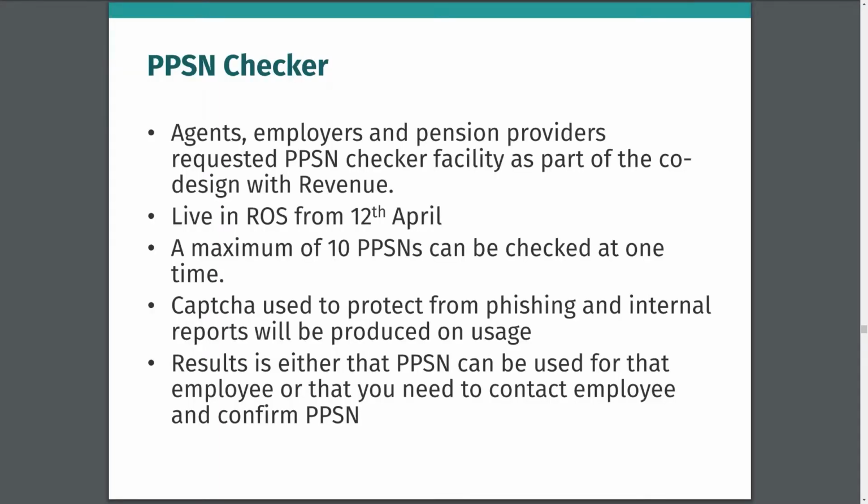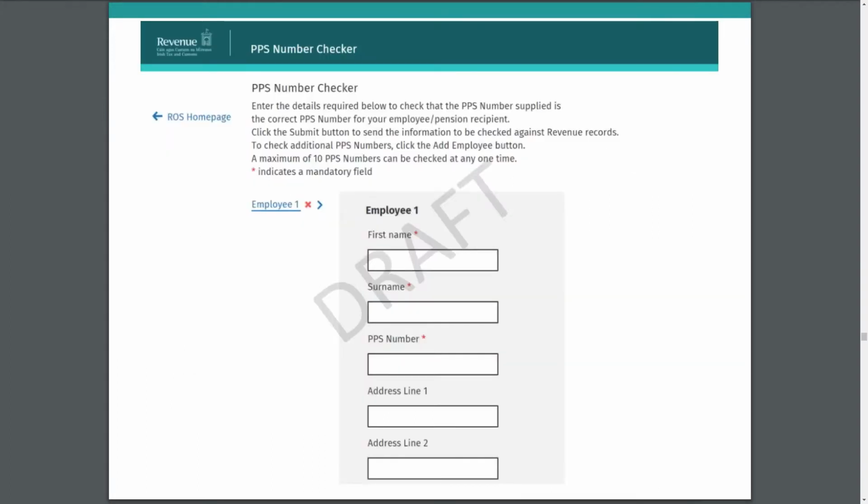PPSN checker. This is something that we set live in April this year. It's in ROS. You do need a digital cert to be able to access it. And it allows you to check 10 PPSNs at any one time. There is security and a CAPTCHA on it, but the results that will come back to you will say, yes, you can use this PPSN, or no, you need to speak to the employee to confirm that the PPSN they've given you is correct. It's very simple to use.